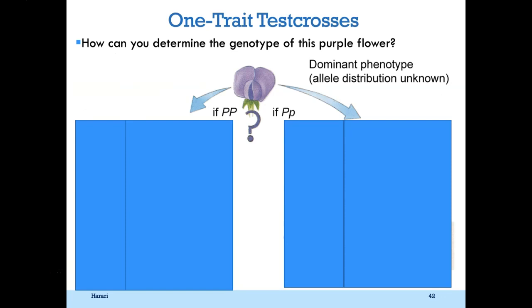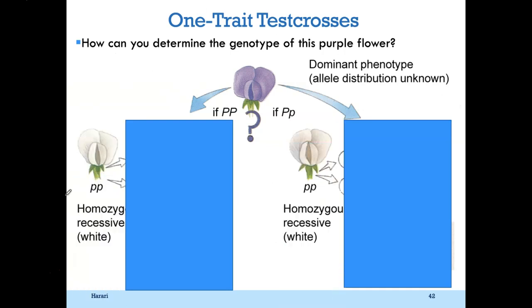So let's do an example with the flower. Let's say we have a purple flower. How can we determine the genotype of this purple flower? It could be big P, big P, or big P, little p. What we have to do is mate this unknown flower with a homozygous recessive white flower plant. We'll mate it with a white flowered plant.